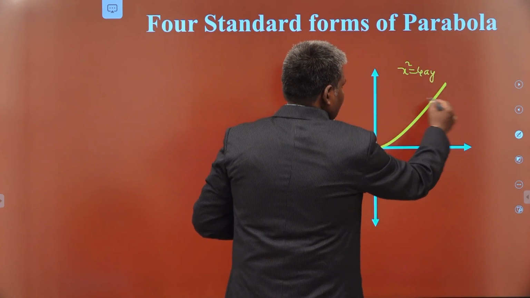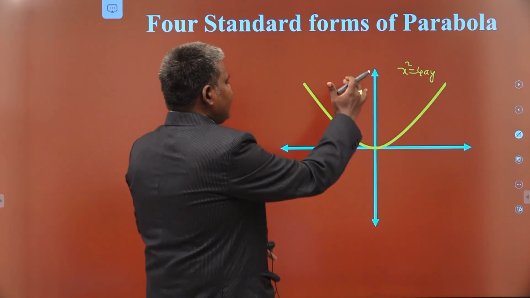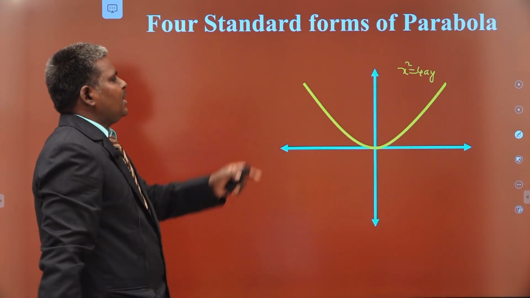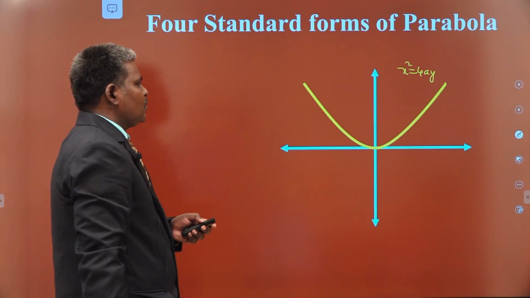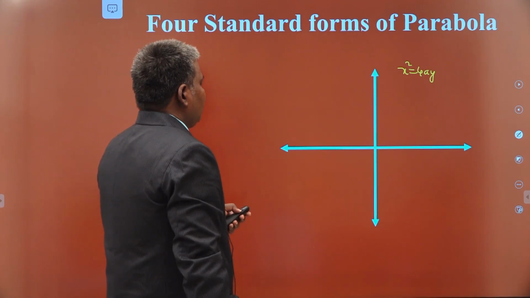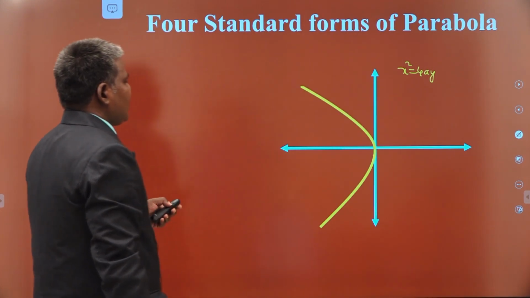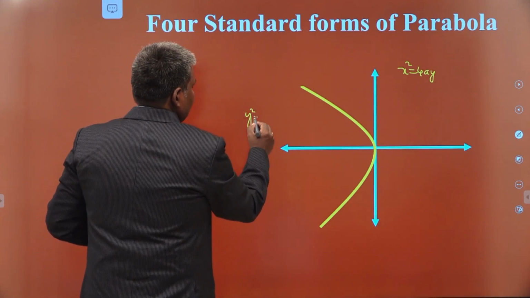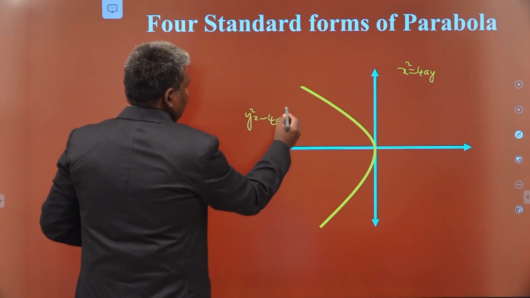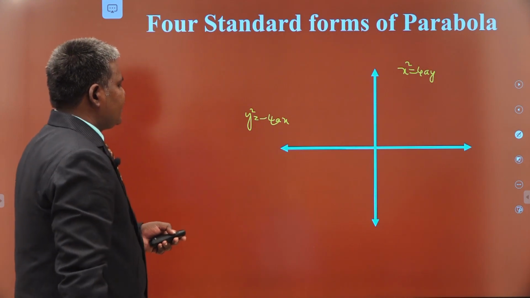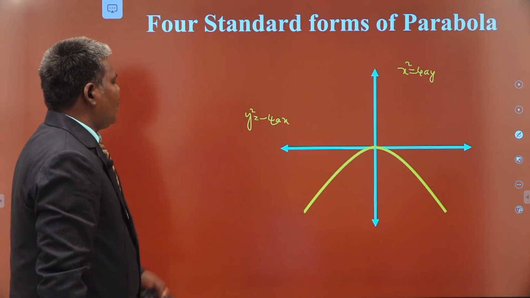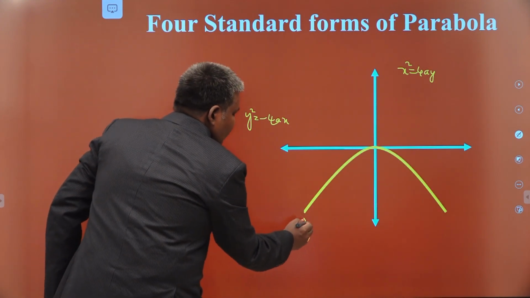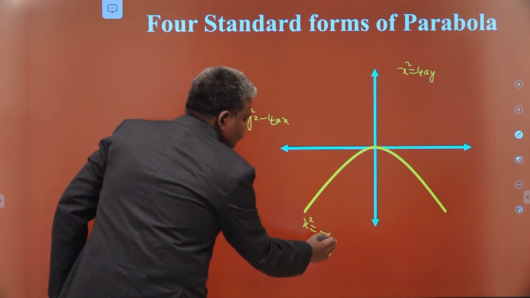This is your first parabola. If we rotate the axis 90 degrees, we obtain another parabola, x square is equal to 4ay. And if you rotate 90 degrees again, we obtain another. Its equation is y square is equal to minus 4ax. If you rotate 90 degrees again, we obtain this parabola. What is that? x square is equal to minus 4ay.